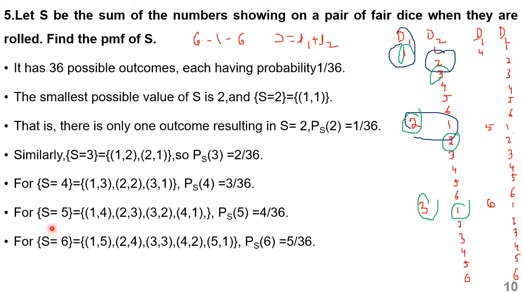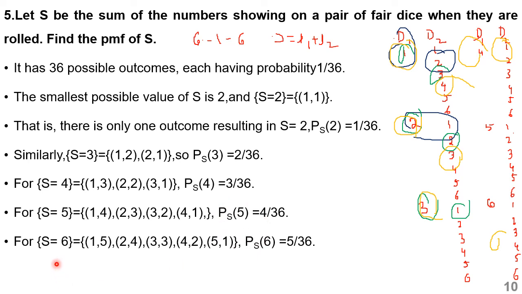In a similar way, we can calculate for X equal to 5. The possible ways I can get 5 are 1 and 4, 2 and 3, 3 and 2, and 4 and 1. So for X equal to 5, I have 4 possible outcomes: (1, 4), (2, 3), (3, 2), (4, 1). Therefore the probability of getting sum as 5 is 4 by 36.